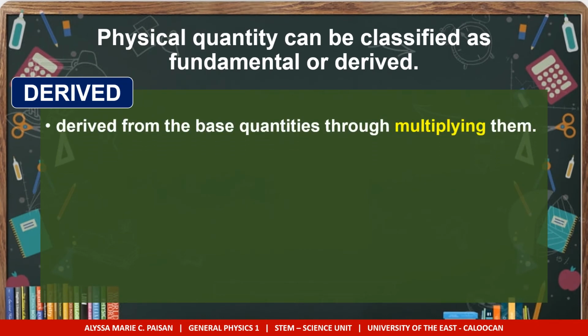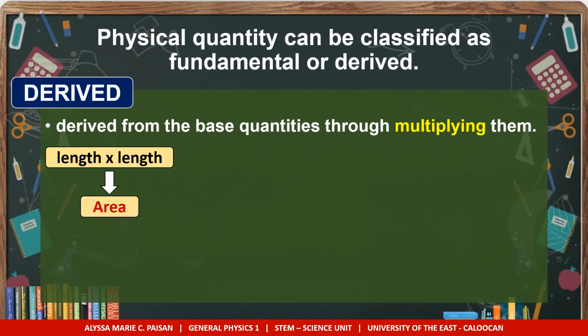For multiplication, remember that length is a base quantity. When you multiply length by itself, it will result in the derived quantity called area. Area will now have a unit that is the product of the SI unit of length. Meter times meter equals square meter or meter squared.